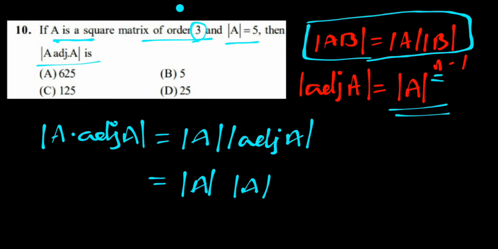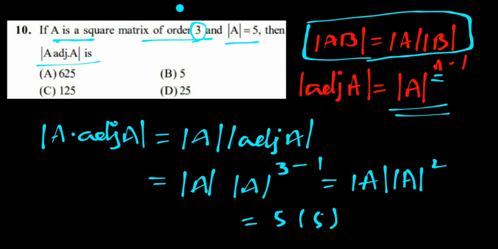Here the order of the matrix is 3. 3 minus 1 is 2, so that is nothing but determinant of A into determinant of A square. 5 into 5 square. 5 5s are 25, 25 5s are 125. Option C is the correct answer.